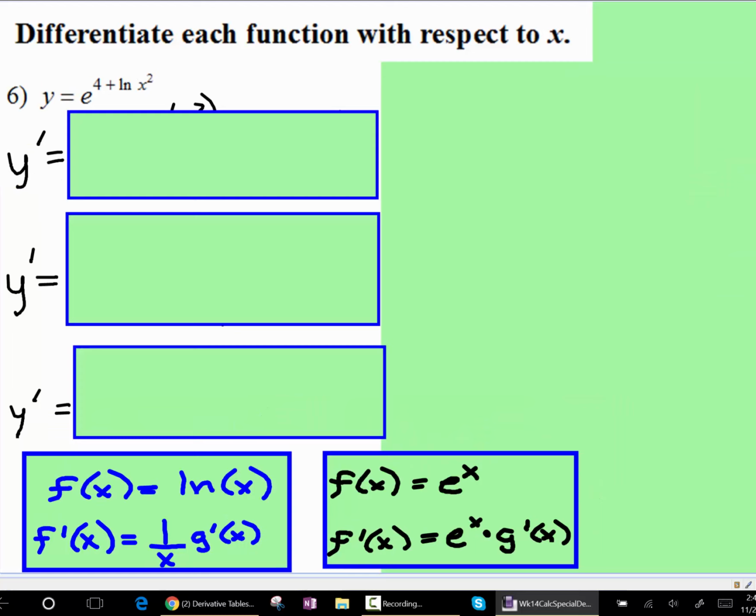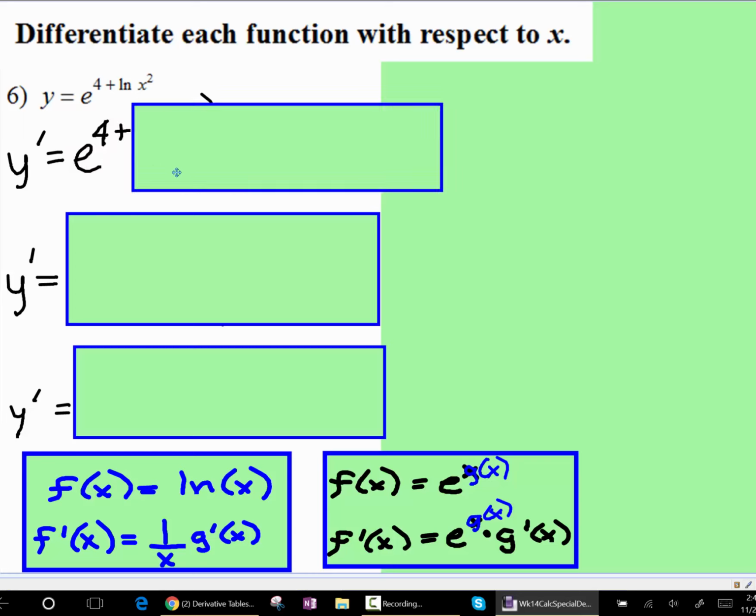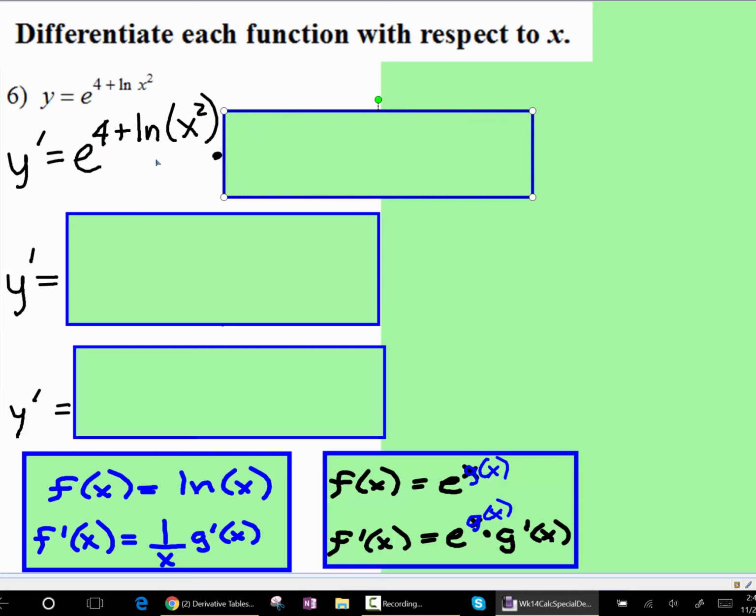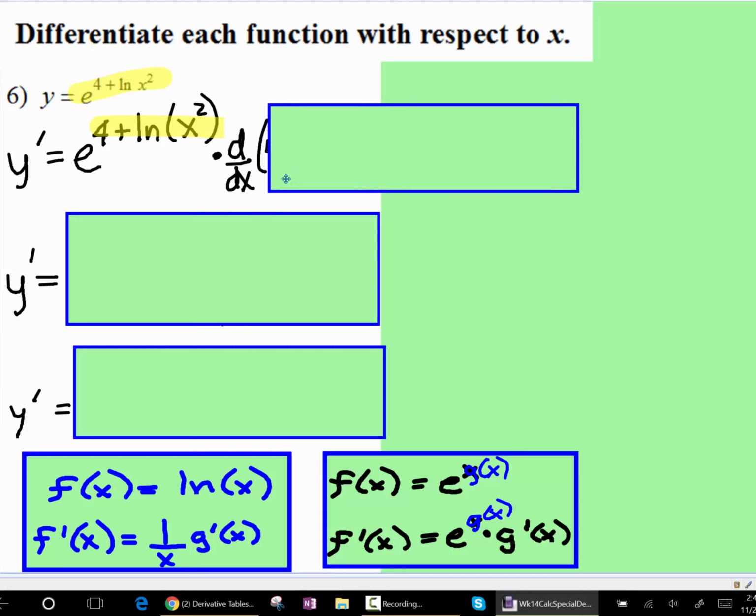So notice, I'm going to do this again. e to the something, the derivative is just e to that something times the derivative of that something. So we have a lot of something in there. So the derivative of y is, well, we rewrite this part, and that's what we did right here. And now we're going to take the derivative of that right there. So the derivative of 4 is 0, so we can ignore that.